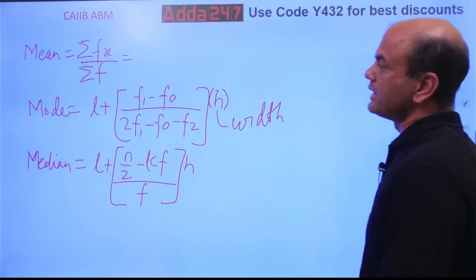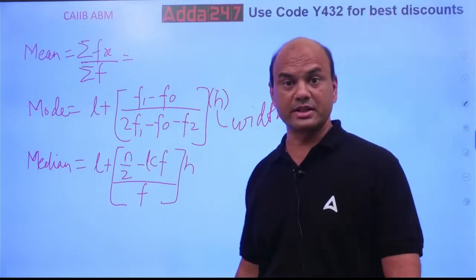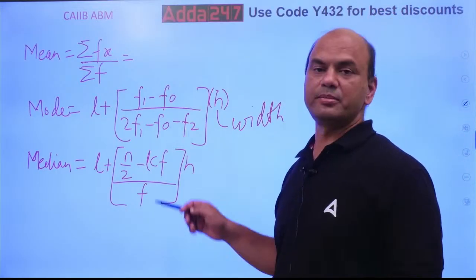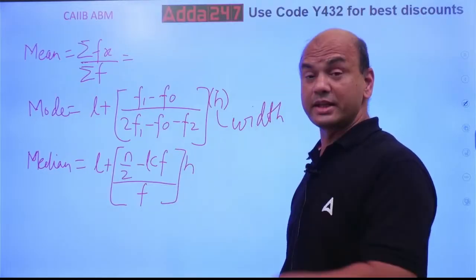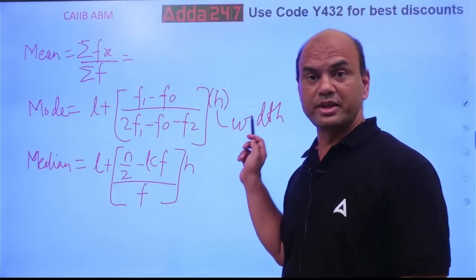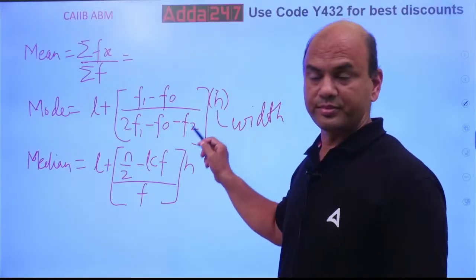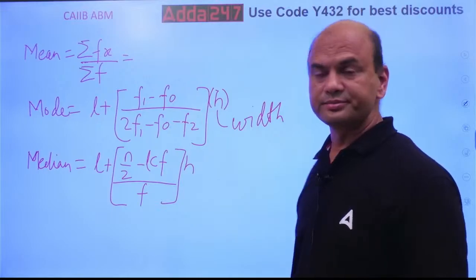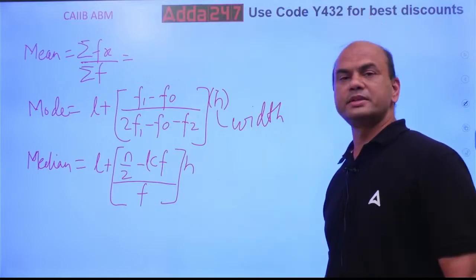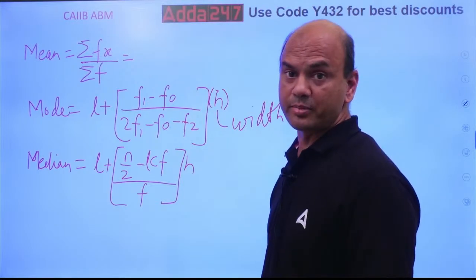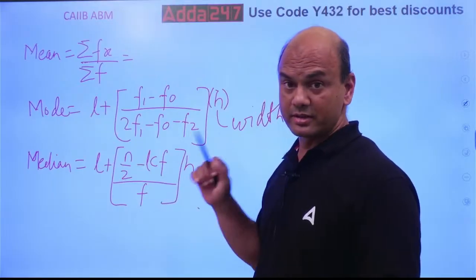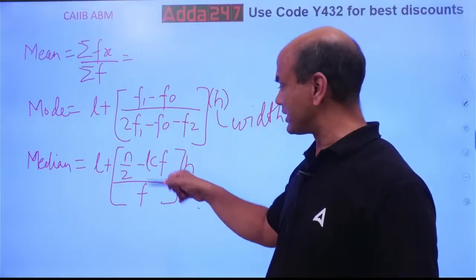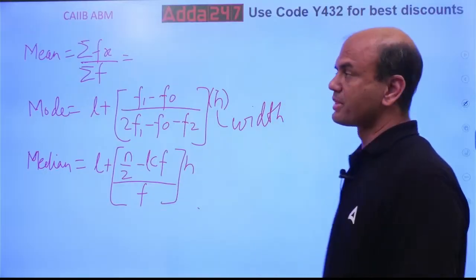Formulae. Mean is summation fx upon summation f. Mode is L plus f1 minus f0 upon 2f1 minus f0 minus f2 into h, width. Never forget this width. Here also, never forget the width. Median, L plus n upon 2 minus LCF upon F into width. Never forget the width. This is very important. Otherwise, you'll do everything and forget the width. Solve it.